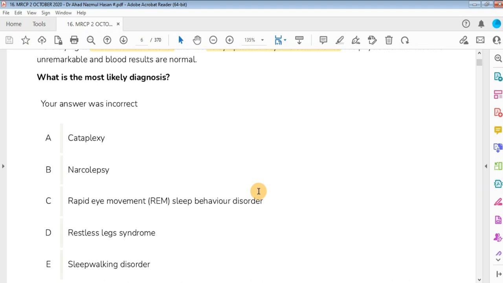What is the most likely diagnosis? Cataplexy, narcolepsy, REM sleep behavior disorder, restless leg syndrome, sleepwalking disorder.